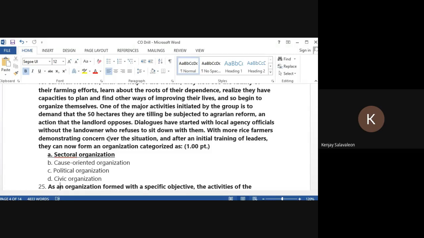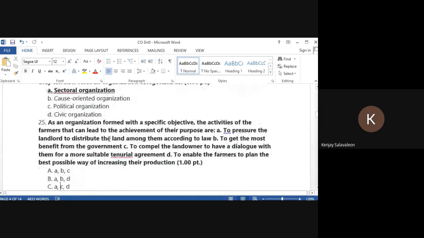pwede siya ma-relate into cause-oriented organization. But civic organization, they form themselves because these are private entities and private people, no? That they form themselves for a cause pa rin. Pero yun nga, private entity sila. Example niyan is yung Lions Club, Eagles Club, yung mga club na yan. No? They exist for a cause pa rin. Okay. 25. But ang difference nila is civic organization comes from private sector.